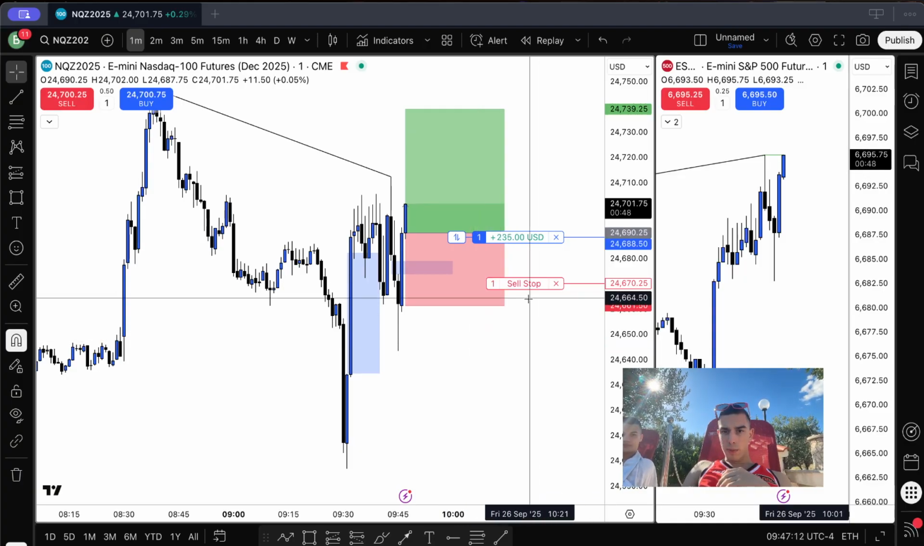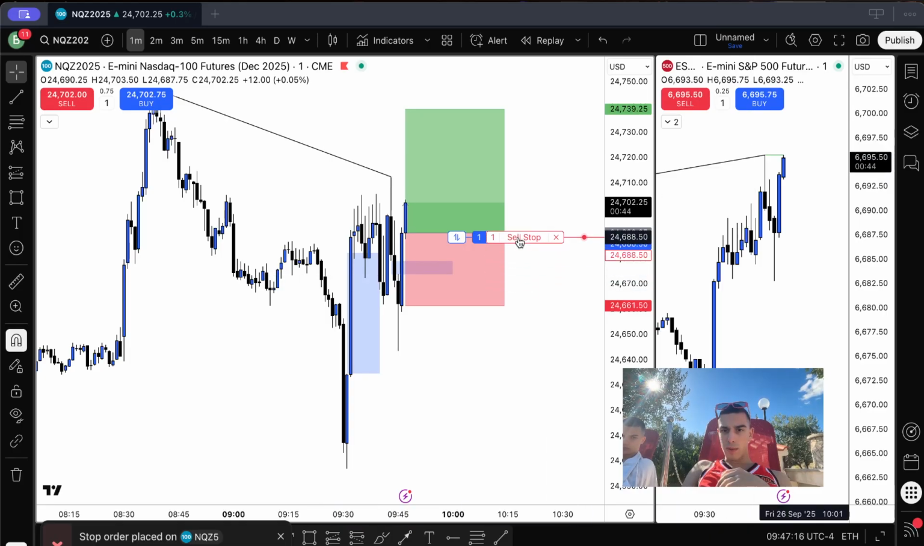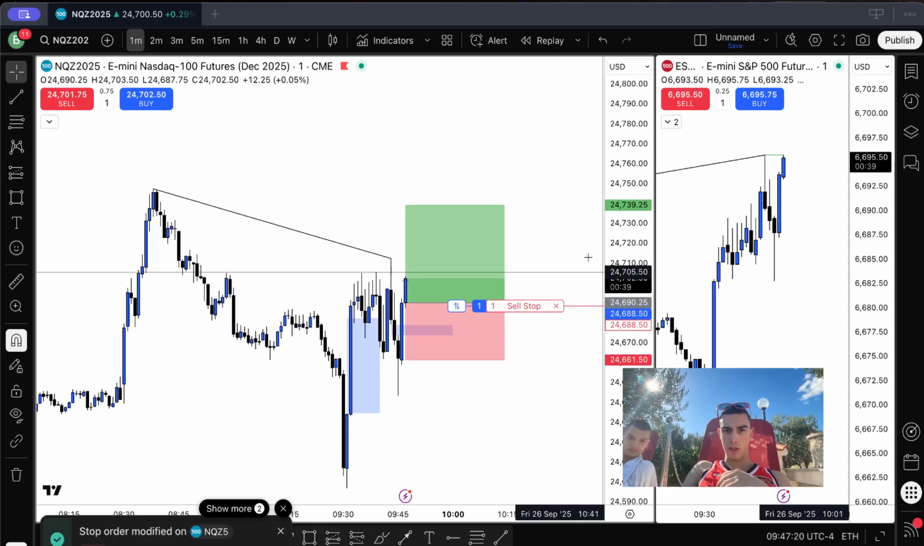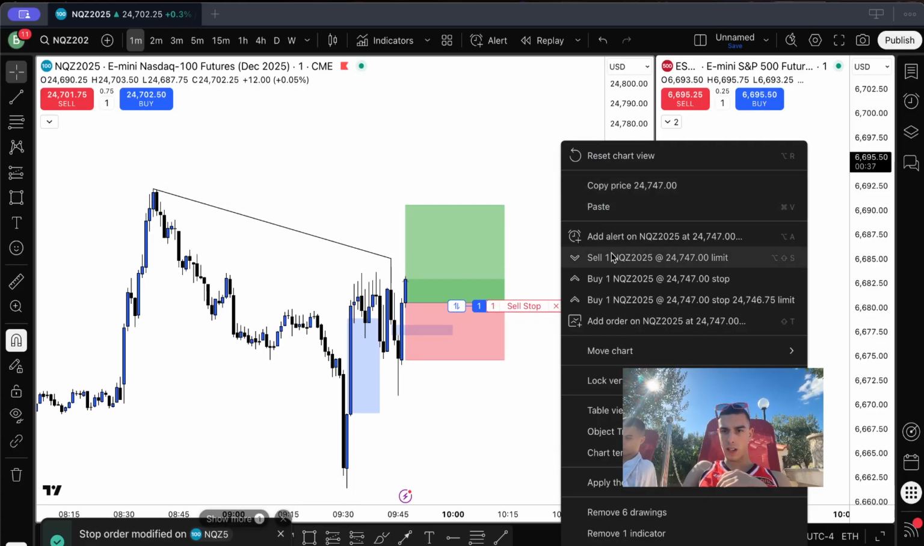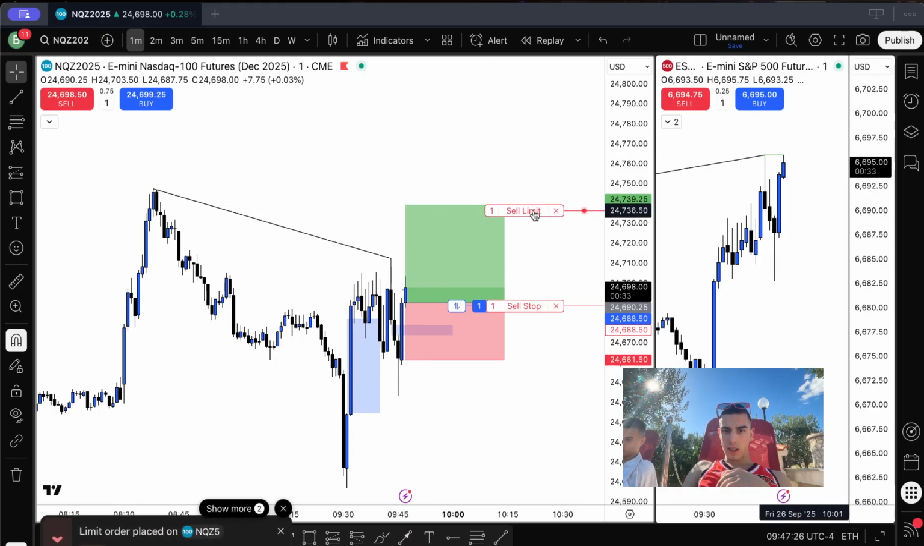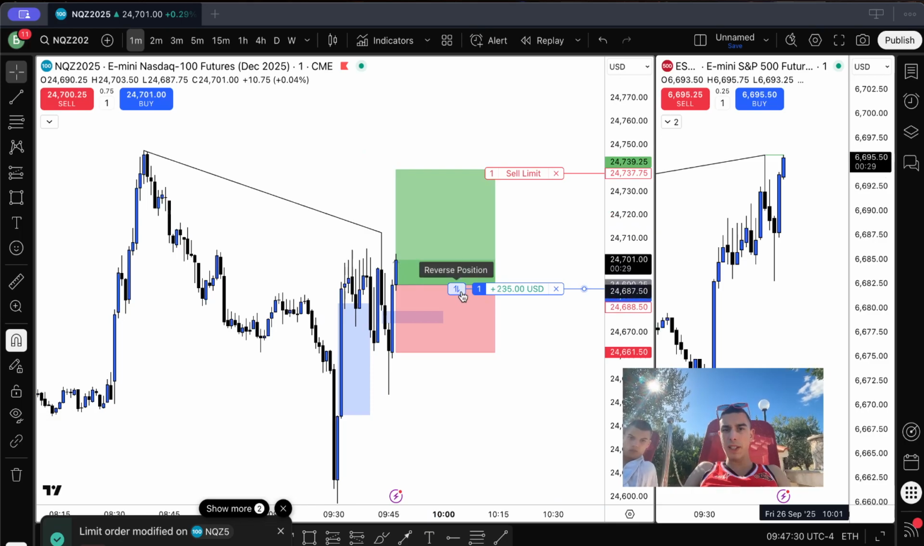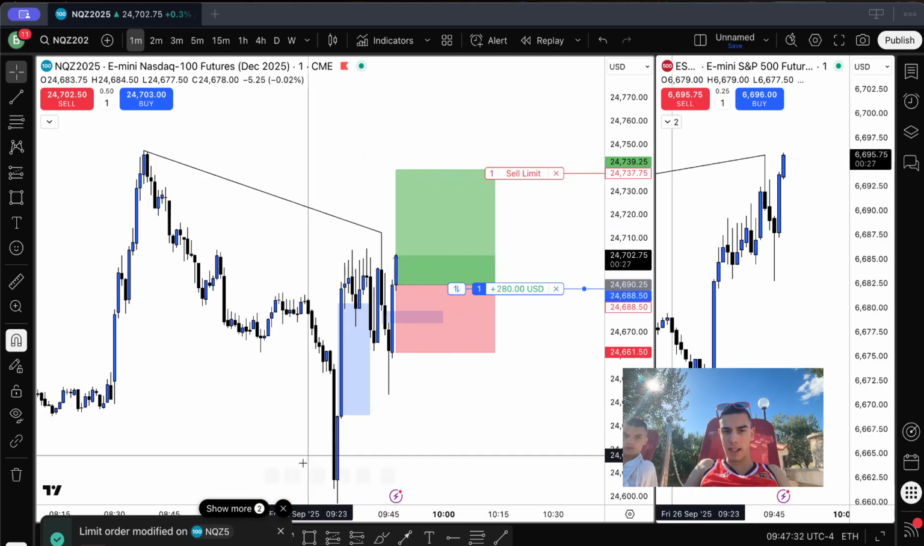Sell stop. Let's go. Okay, yes, took this high, so I'm gonna go break even here, and the rest of the position is gonna run towards these highs. I'm gonna have one sell limit here and like this. Yeah, let's go.